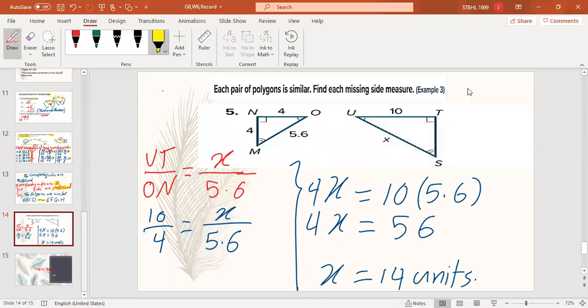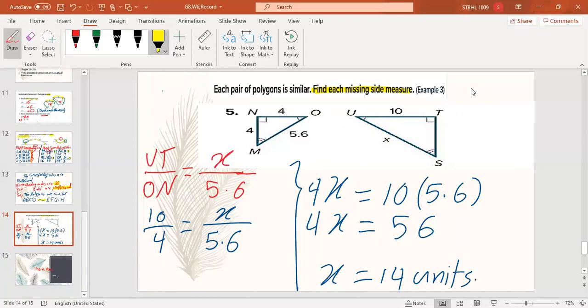And here we go. We reached the last exercise. Each pair of polygons is similar. Find the missing side. The given here is that the two polygons are already similar. We need to find the missing side length or side measure.